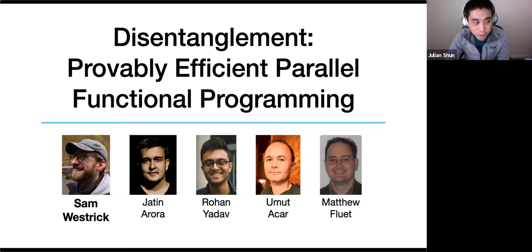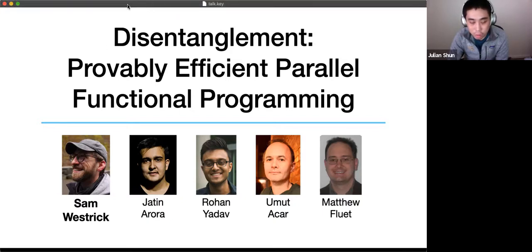Sam's a PhD student at Carnegie Mellon, advised by Umut Akar. Sam's research focuses on developing provably efficient and practical implementation techniques for parallel programming languages. Sam's also the lead developer of the MPL compiler for Parallel ML, which is currently being used at Carnegie Mellon to teach parallel programming to over 500 students every year. And today, Sam's going to tell us about his research on disentanglement as a way to do provably efficient parallel functional programming.